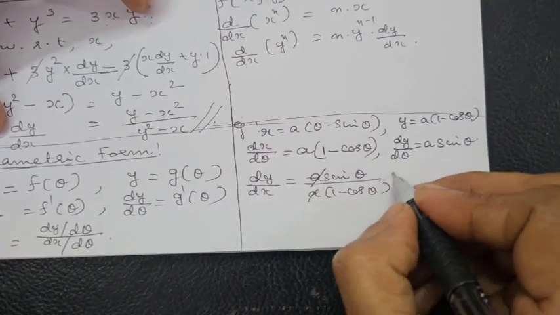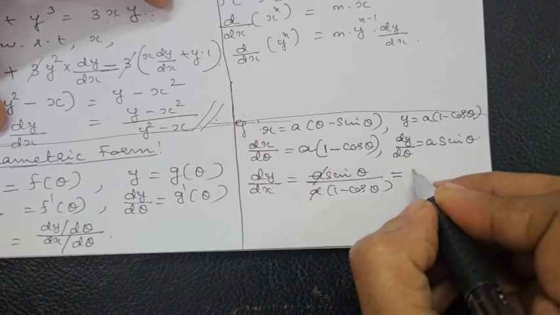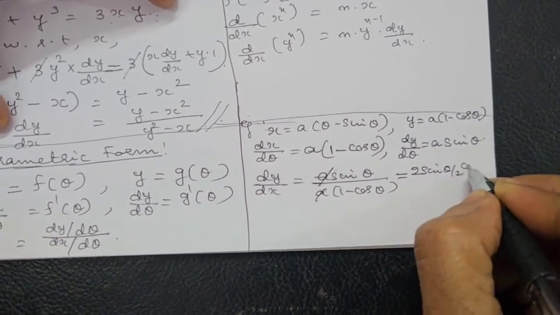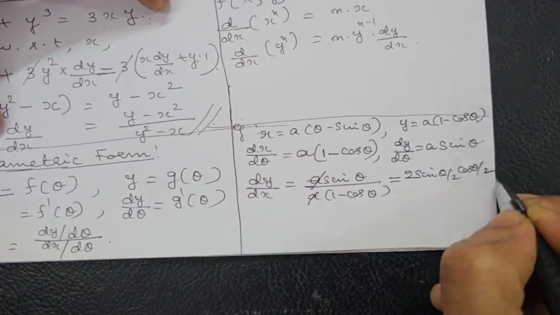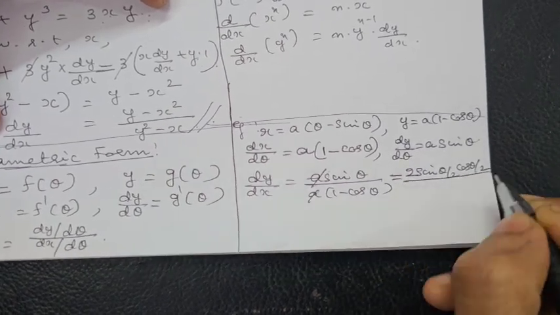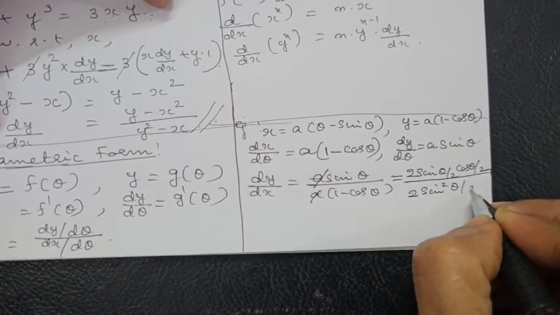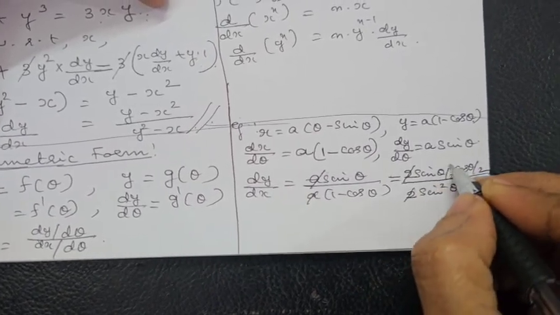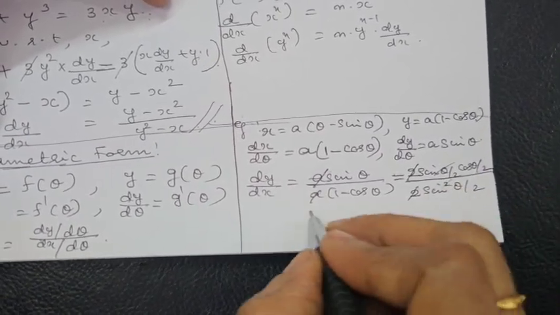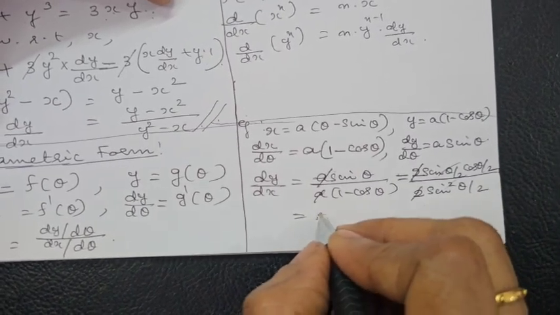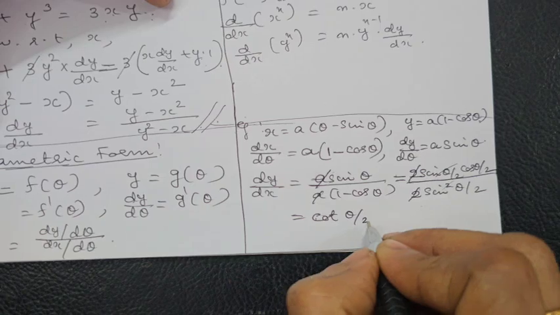This can be further simplified by using trigonometric identities. Sin 2a is 2 sin a cos a. So 2 sin theta by 2 cos theta by 2, divided by 1 minus cos theta, which is 2 sin square theta by 2. So 2 cancels, and one sin theta by 2 cancels. So it is cos theta by 2 by sin theta by 2. It is cot theta by 2.